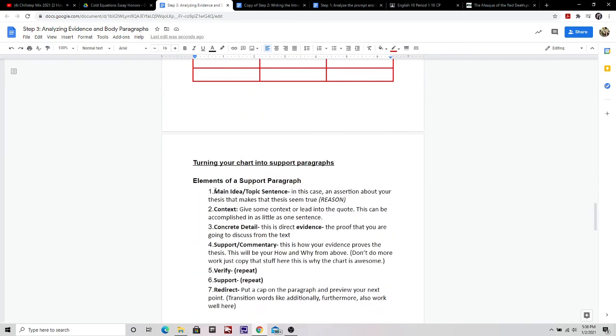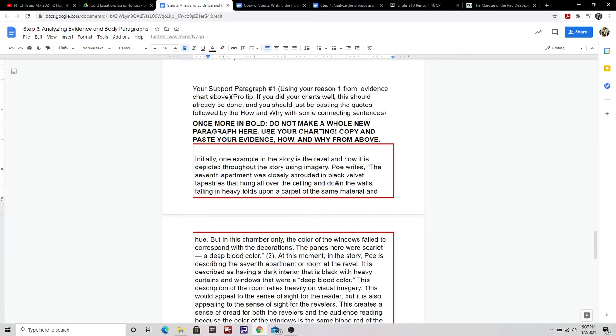There's also some scaffolding here for how to write a paragraph if you're struggling, but you need to have a main idea or topic sentence. You need to give context for the quote, like, Poe writes, or what is Poe writing about? So I could add that down here. I don't have a lot of context. I just put Poe writes.